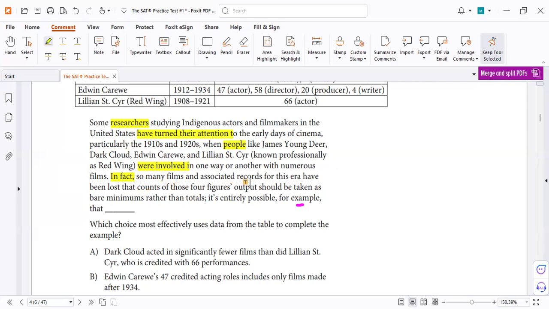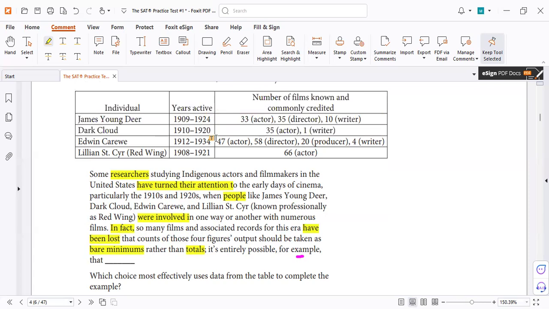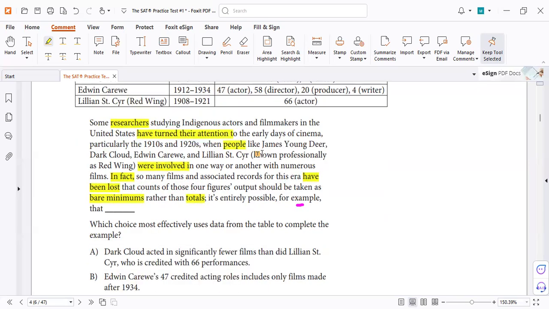So many films and associated records for this era have been lost. That explains why the four figures output should be taken as bare minimum, not totals. Why? Because most of them have been lost. So when we talk about numbers, this is like minimum, not maximum. So it predicts that there could be more. Now the question. It's entirely possible, for example, that... so your answer must support this sentence only, because this is the last sentence before the word example.